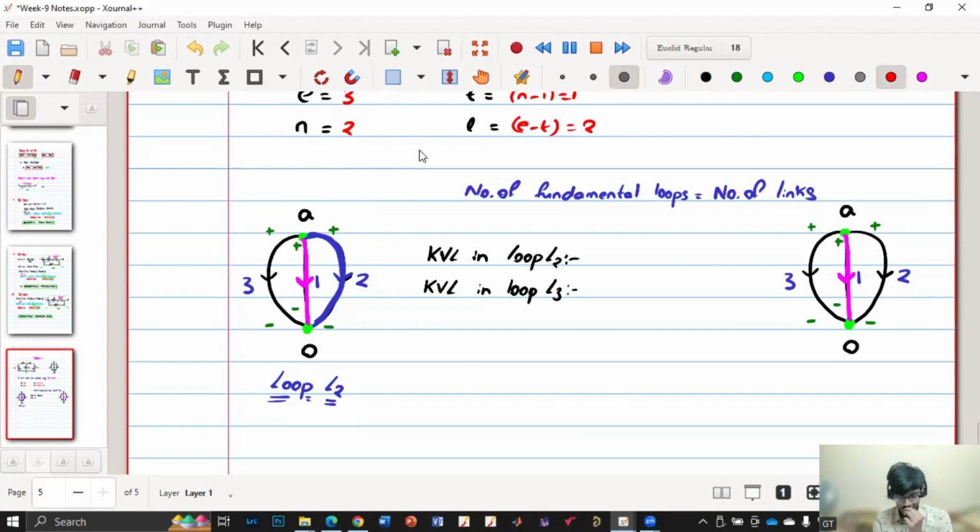So in loop L2, if we apply KVL, what is the equation? And we'll go to L3 first. Here we have element voltages 1 and 2, right? So can you tell me what is the expression for KVL in this loop? Sir, VE2 minus VE1. Yes, right. VE2 minus VE1 is equal to 0. Why can it not be VE1 minus VE2?